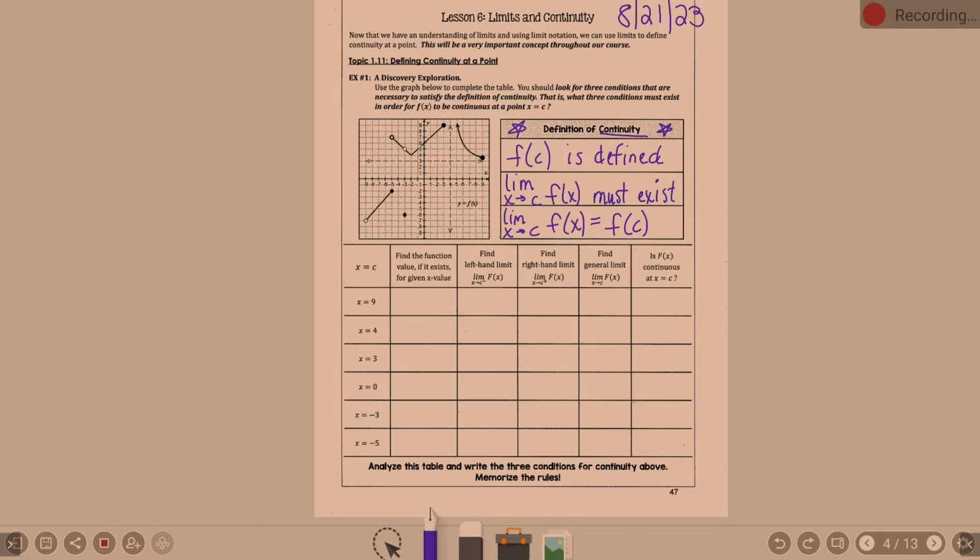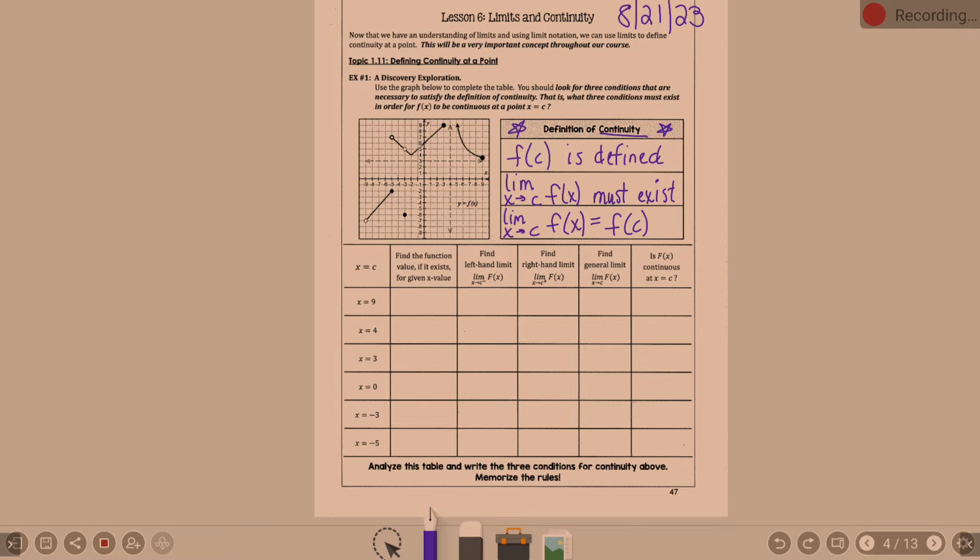Let's go down and look at this chart. I did not blow this up and make it bigger because I wanted to have that chart there so we could refer to it. Okay, x equals c. We have all these different values. We're going to look at this graph. Find the function value if it exists for the given x value. We're going to find the left-hand limit, right-hand limit, general limit, and then evaluate: is it continuous?